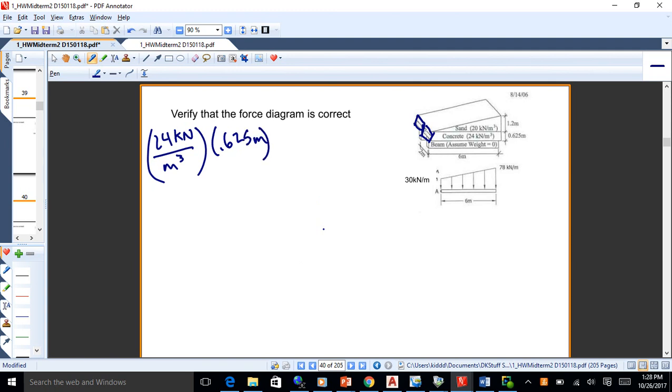Okay, now what that's going to get you then is the weight per unit area pushing down from the slab, from that concrete. So we're just looking at the concrete here. And what we're finding is the weight per square meter of the concrete, because we're taking the unit weight of concrete times the thickness, the 0.625 meters over here. So that gets you how much a square meter of concrete weighs.